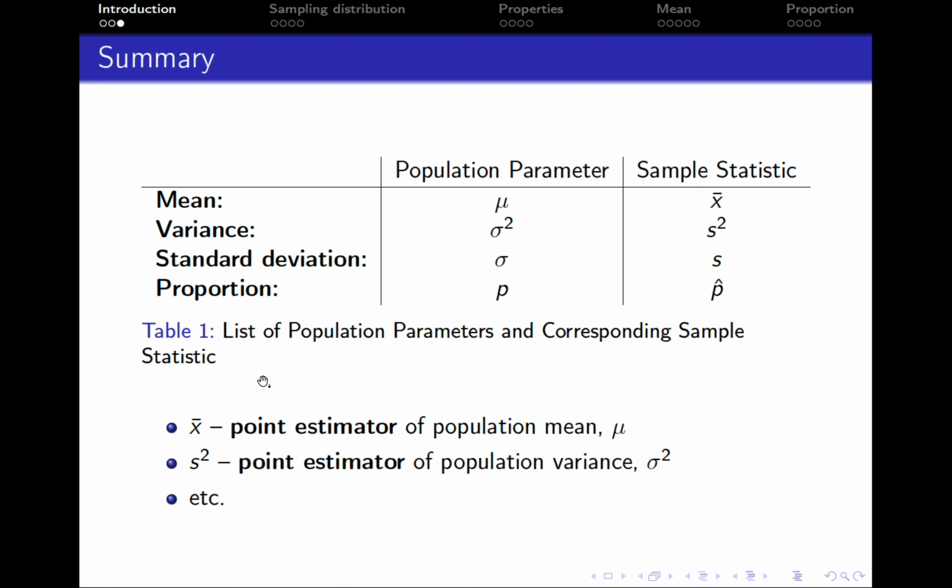What you also need to remember is that, for example, x with the bar, so sample statistic, is the so-called point estimator of population mean. Therefore, s squared will be just a point estimator of population variance, s will be just a point estimator of population standard deviation, and p with the hat will be nothing else but just the point estimator of proportion.